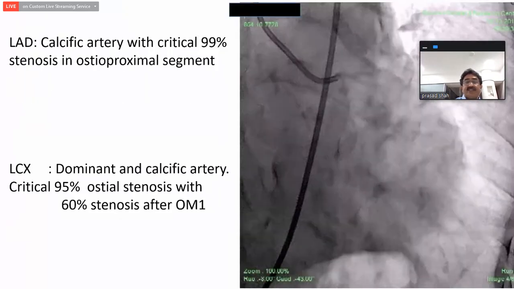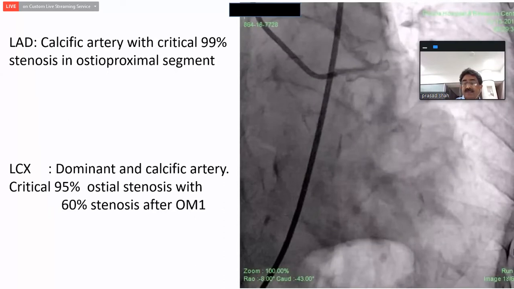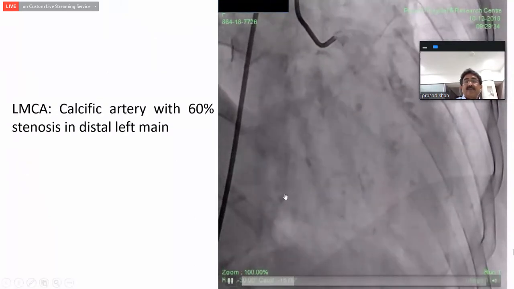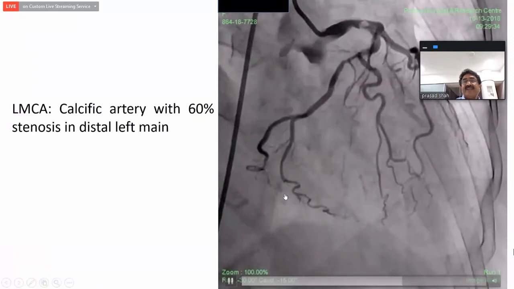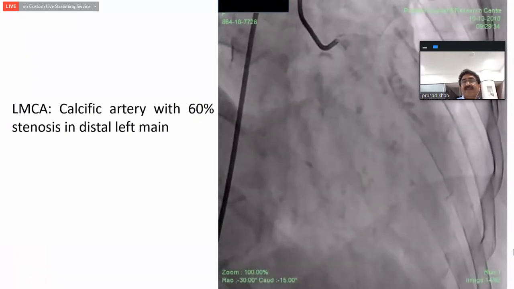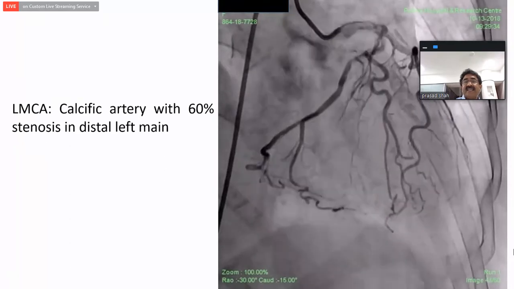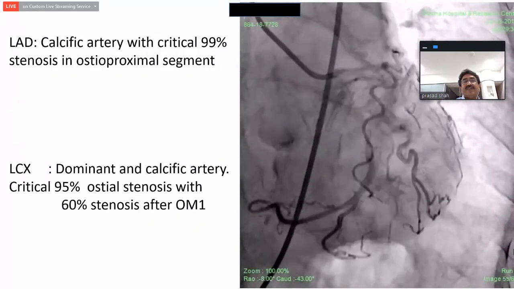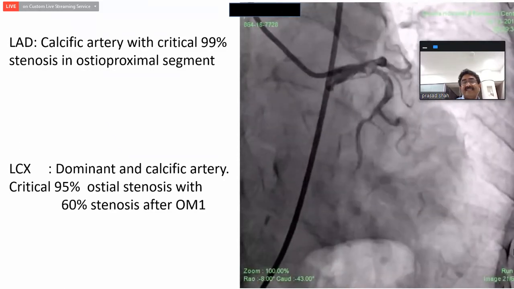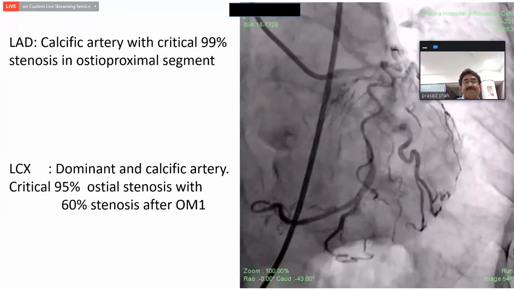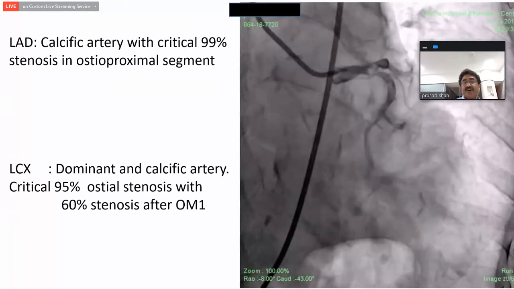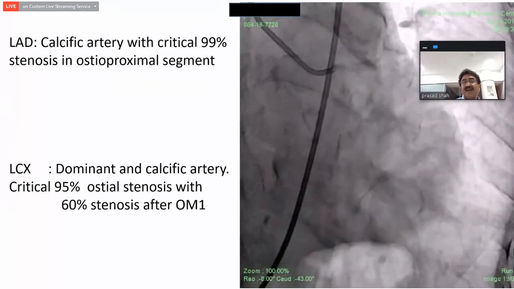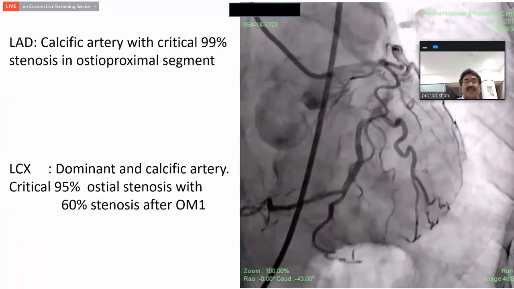This is her angio. The first angio showed that the left main was calcified. There was a distal left main lesion of around 60%. And there was a critical lesion in both the ostia of the LAD as well as the LCX, which were also very calcified. The left circumflex was dominant, and there was about a 60% lesion, a moderate lesion, after the second large OM.